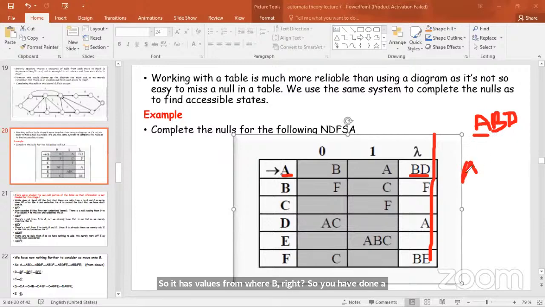The next one is A, B, D. So you want to process B now, right? So you see that B has stuff to where? F, right?